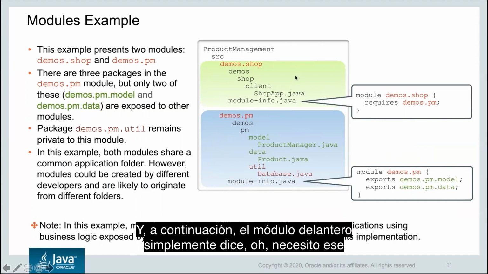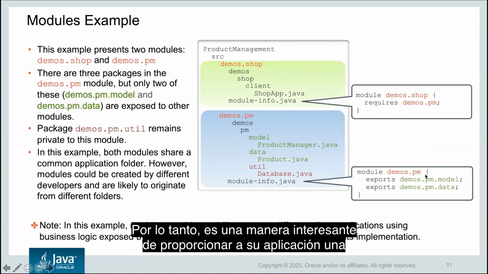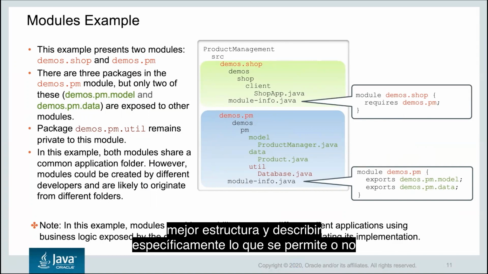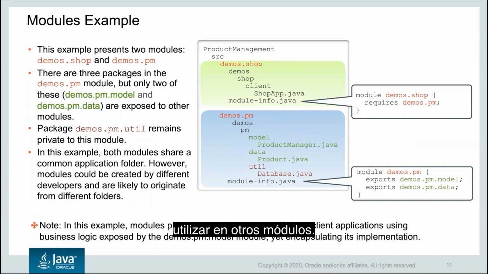Yeah. And then the front-end module just says, oh, I need that module PM, right? So this is an interesting way of giving your application much better structure and describing specifically what is or isn't allowed to be used across in other modules.